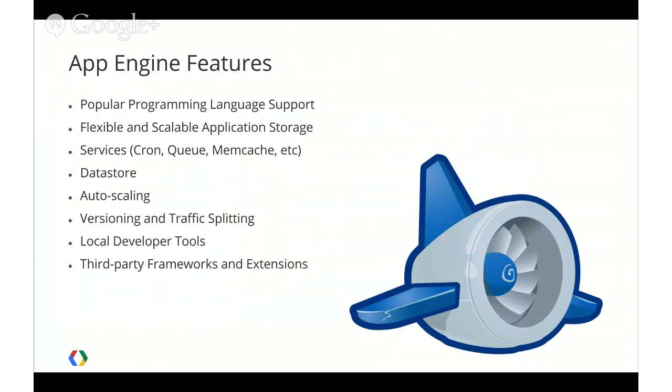And as you saw in a previous slide, we have a lot of different storage options. So you pick and choose what fits best for your application among the 4 choices there. Services. I'm going to talk about that in a second, but there's a ton of services that you can use to help rapidly develop your application. We talked about the data store and auto-scaling. Another really nice feature that's great for developers and test teams is the versioning and traffic splitting.